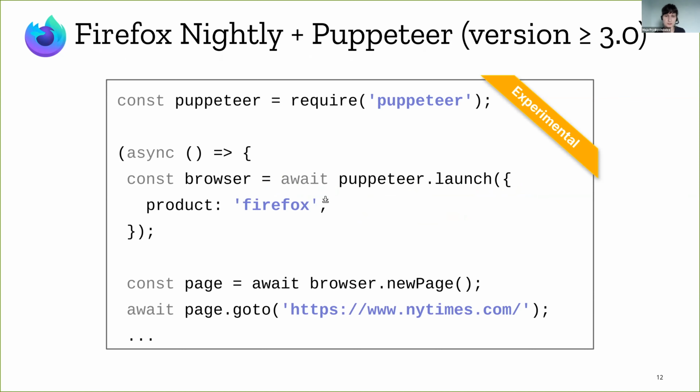The easiest way to try this out is through Puppeteer. Puppeteer is a popular Node.js browser automation library from Google. This code snippet is showing how you run a Puppeteer script against Firefox. You just need to update a particular option when calling Puppeteer launch. So when you set product to Firefox, Firefox is going to be launched against your script instead of the default, which is Google Chrome.